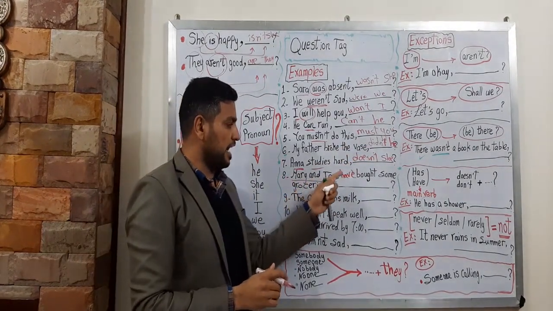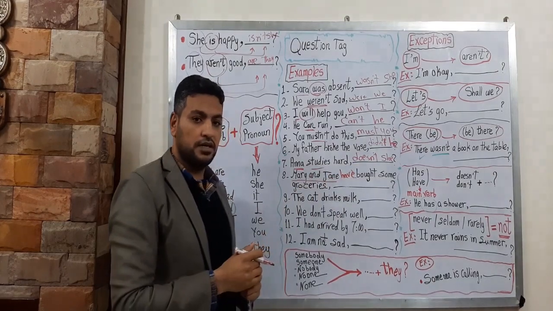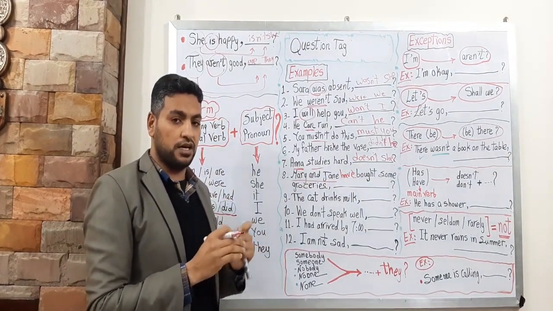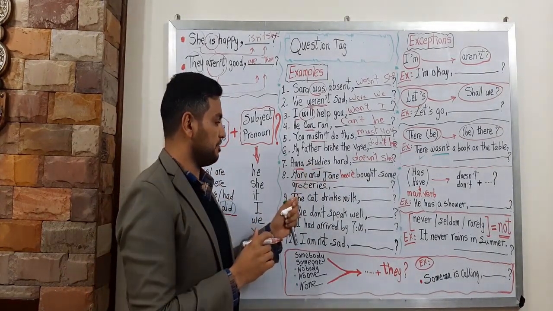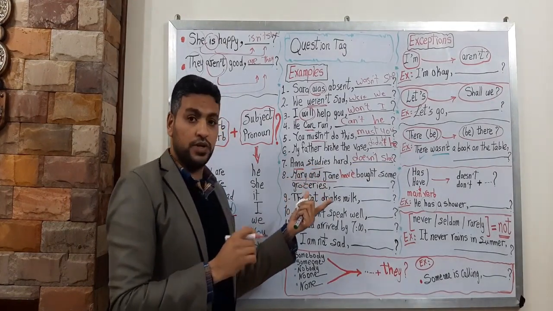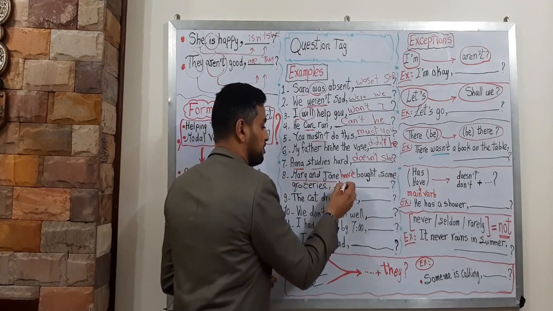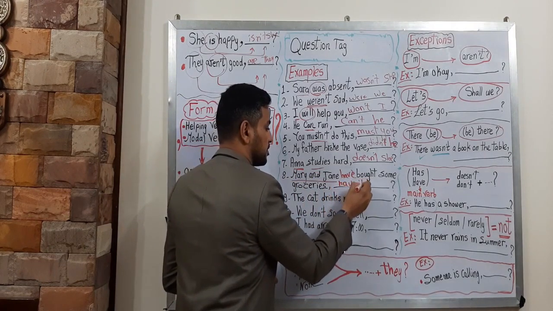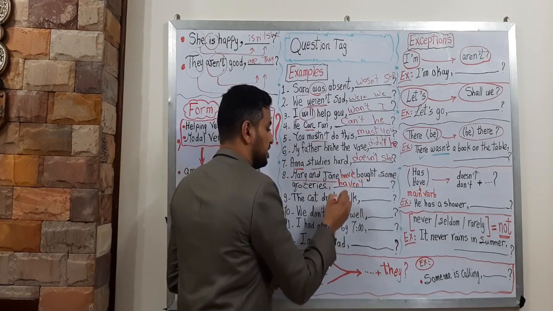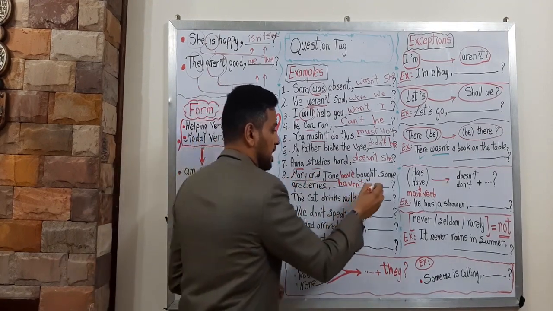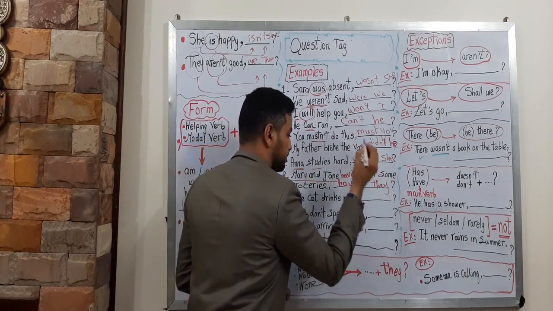Example number 8, Mary and Jane have bought some groceries. This is the present perfect, and the helping verb here is have. So Mary and Jane, we can say they, okay? So have, it will be haven't. Haven't, Mary and Jane, haven't they.